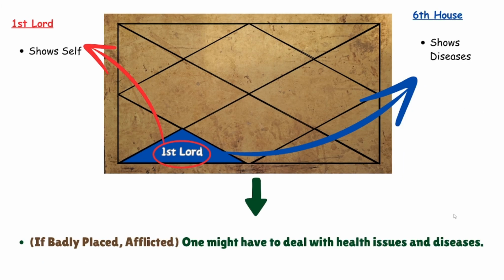First lord is a lord of self, and sixth house is a house which shows diseases. So if this is badly placed, afflicted, then one might have to deal with health issues and diseases, at least in the initial first half of your life, or when this dasha period gets activated.